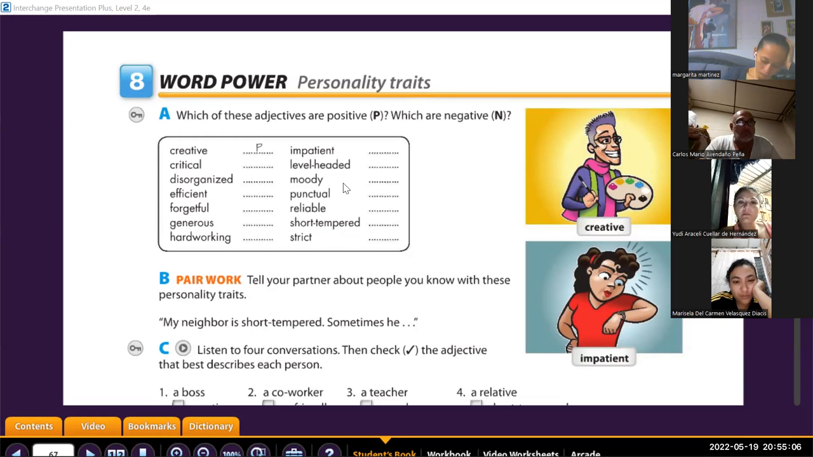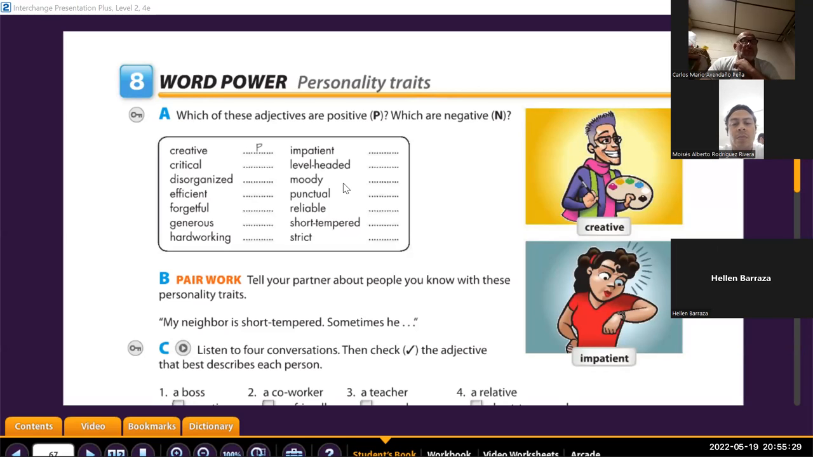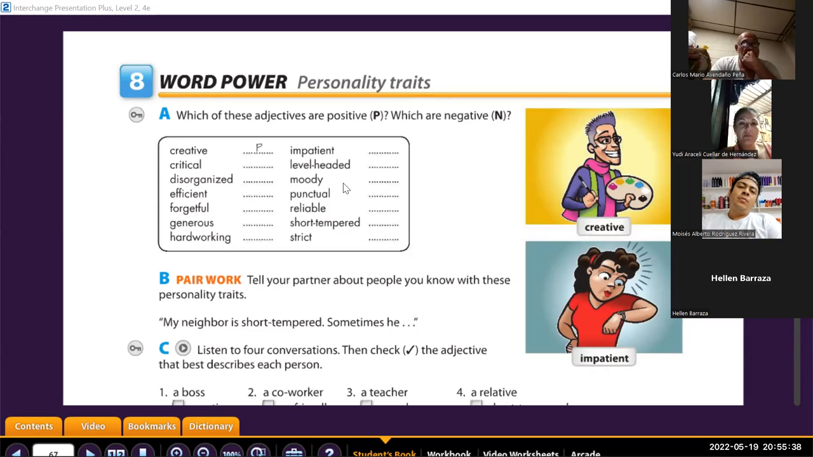Short-tempered. Short-tempered would be a person who in Spanish we say de mecha corta. They get angry easily or explode easily. That is short-tempered. Any other, which is new for you? Teacher, forgetful. Forgetful is a person who is forgetful, olvidadiza. Okay, thank you. You're welcome. Any other? Is there another one?